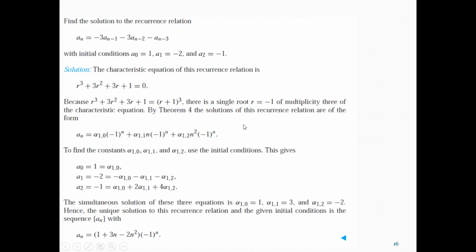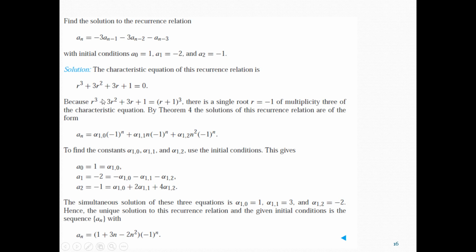So how to use this? Let's find out through an example. The question here is to find the solution of the recurrence relation a_n = -3a_{n-1} - 3a_{n-2} - a_{n-3}. This is a degree 3 recurrence relation, and the conditions given are a_0 = 1, a_1 = -2, a_2 = -1.